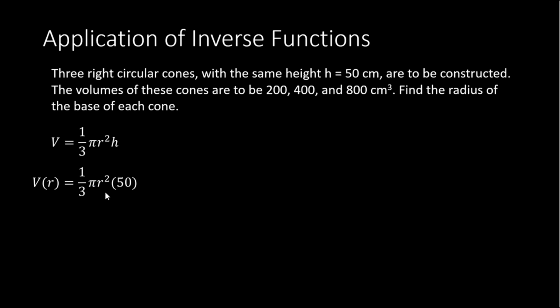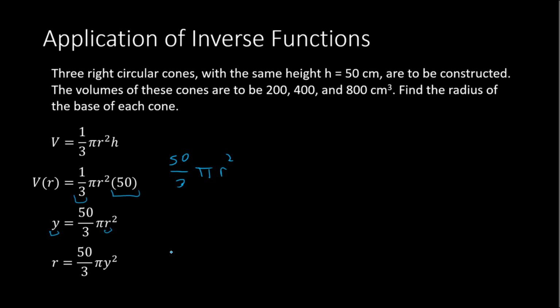All right, so one thing we can do is we can combine the 1/3 and the 50. So 1/3 times 50 would be 50 over 3. So we have 50 over 3 times pi times radius squared on the right side. On the left side, we can replace the v of r with the letter y. And to find the inverse, we're going to switch the variables. So in this case, instead of x and y, we have y and r. So you switch those to get r equals 50 over 3 times pi times y squared.